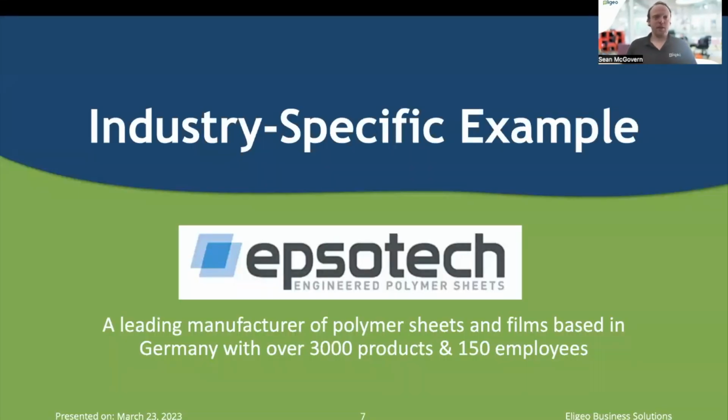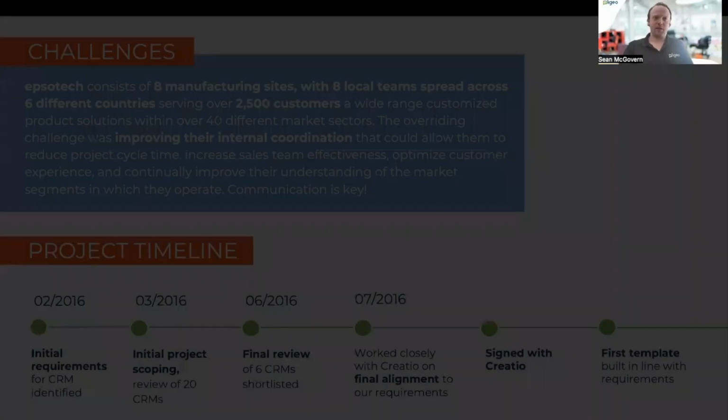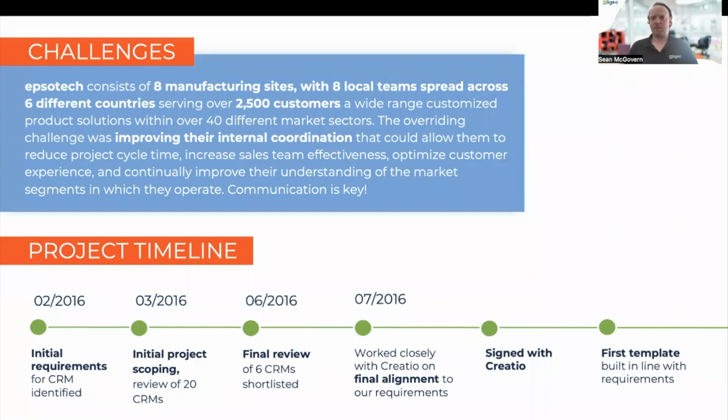So let's go to the example. This is Epsotech. They're a leading manufacturer of polymer sheets and films based in Germany, and they have over 3,000 products and 150 employees. So again, it's a big company, a lot of moving parts, a lot of products to manage and employees. They came to Creatio, and they were definitely happy with what they did. Again, they started with a clear plan. They chose the right tool. They used templates, and they kept it simple.